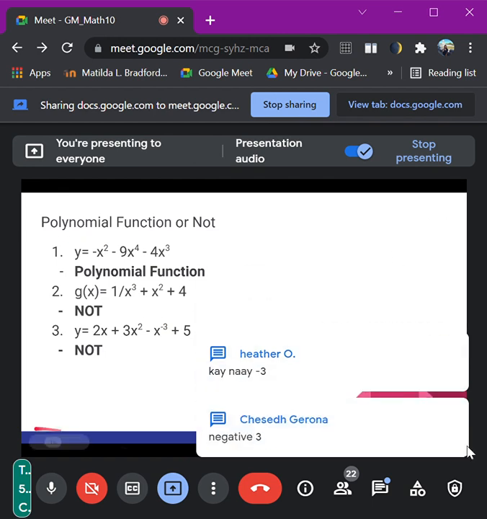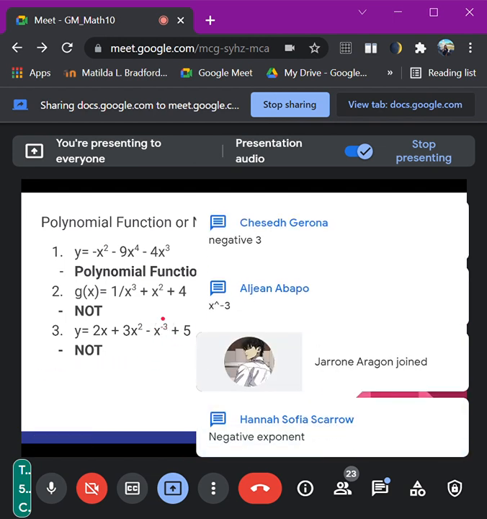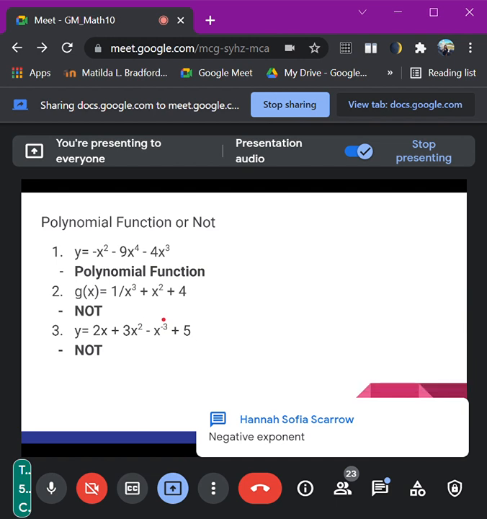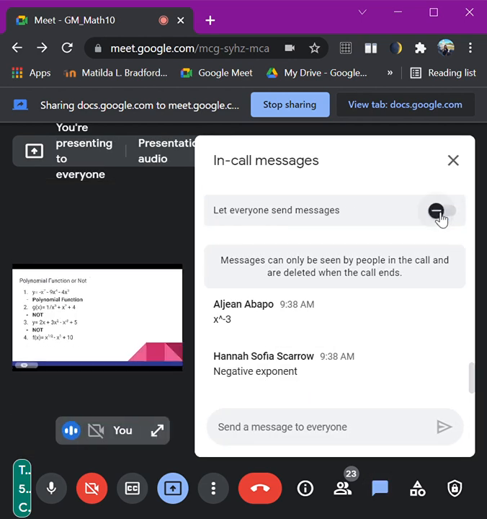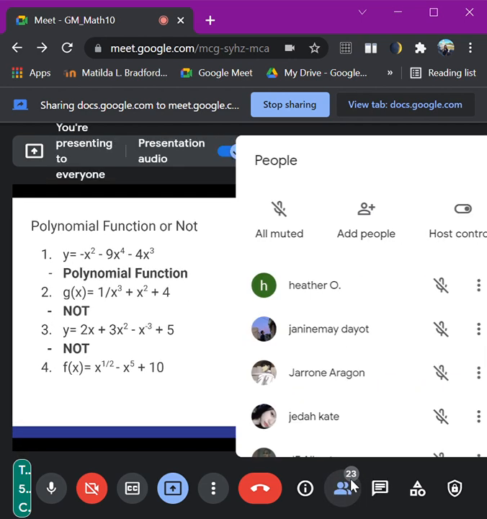Okay, very good. Kaya na may negative iyang exponent. Basta naay negative exponent class, dili na na siya polynomial function. Okay. Now, let's go to number 4. F of x is equals to x raised to the power of 1/2, and then we have minus x raised to the power of 5 plus 10.